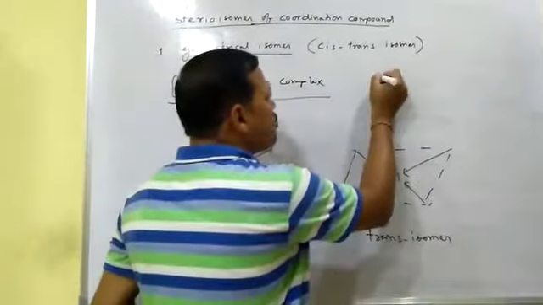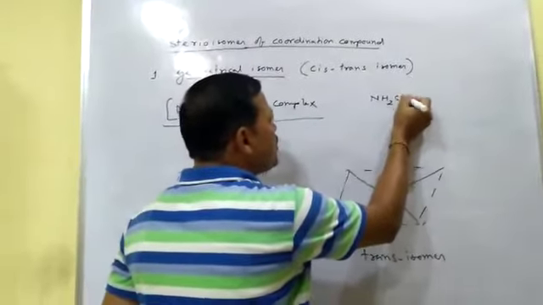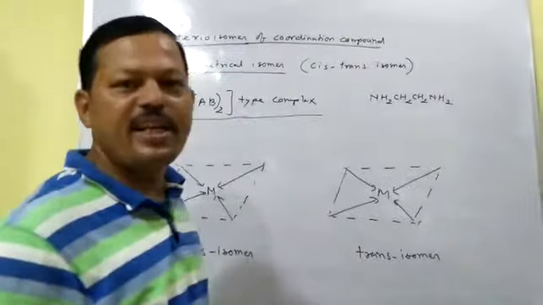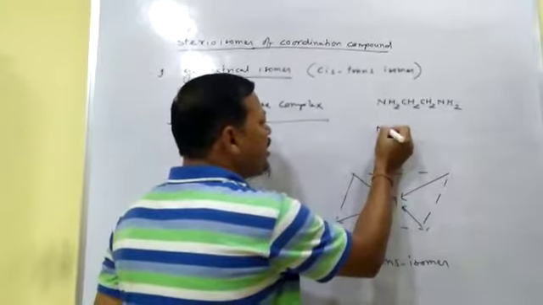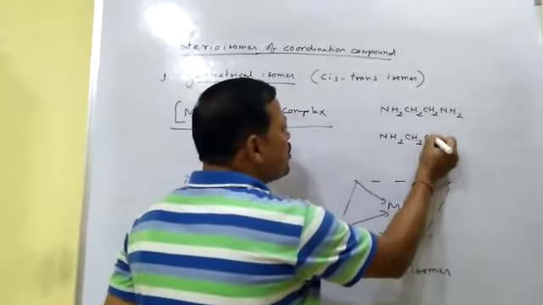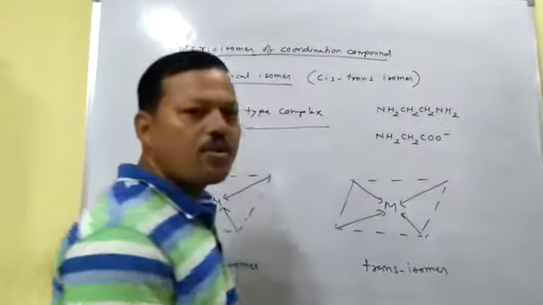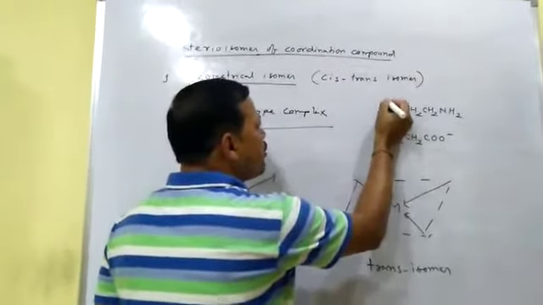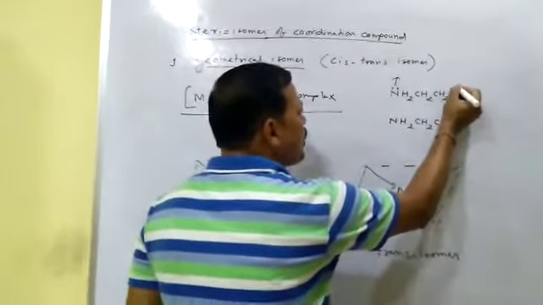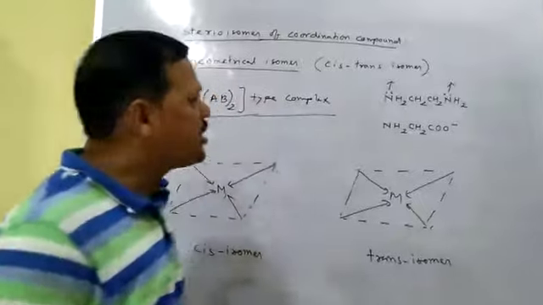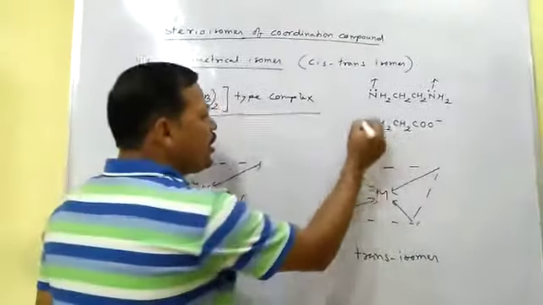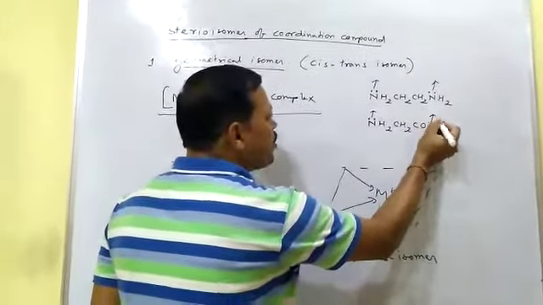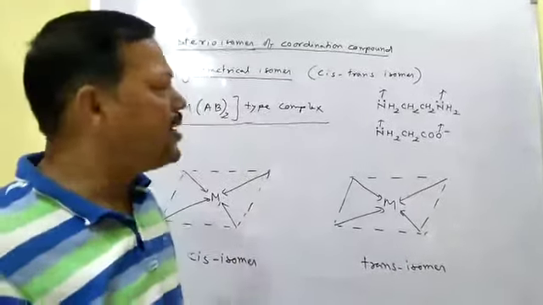Actually, this is one of the ligands, NH2CH2CH2NH2. Already you have seen, its name is ethylene diamine. And this is another ligand, NH2CH2COO minus. This is called glycinate, in the table I have given. Here, this nitrogen donates one lone pair, this nitrogen also can donate one lone pair. So this is one example of a bidentate ligand. Here, nitrogen can donate the lone pair and oxygen can donate the lone pair. That's why this is also an example of a bidentate ligand.